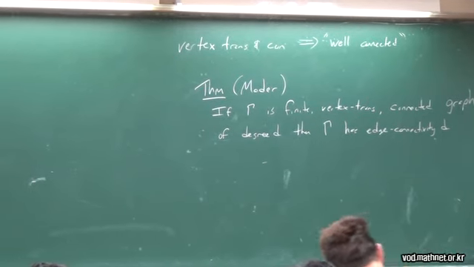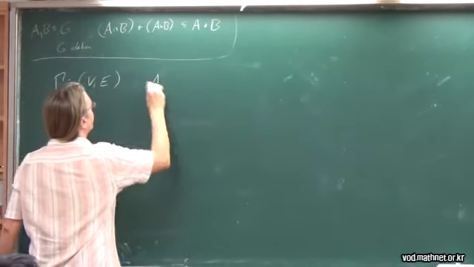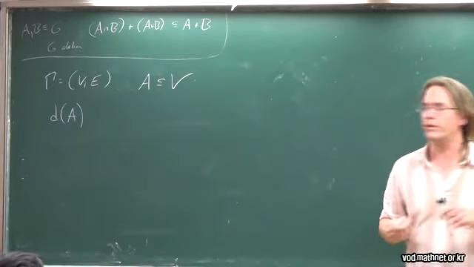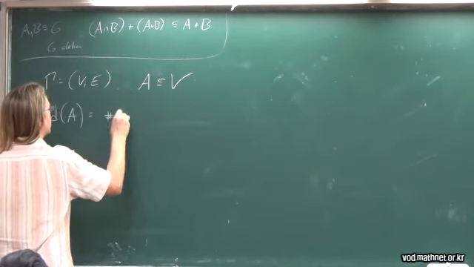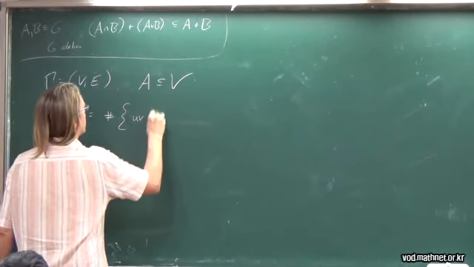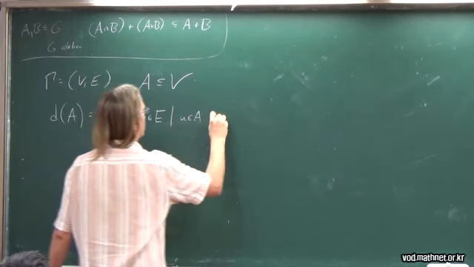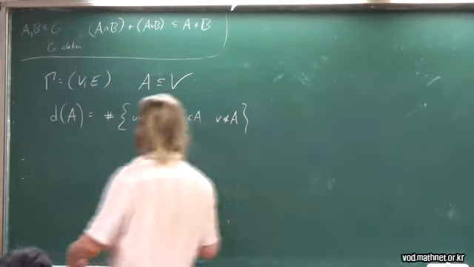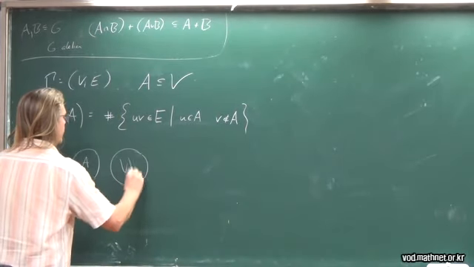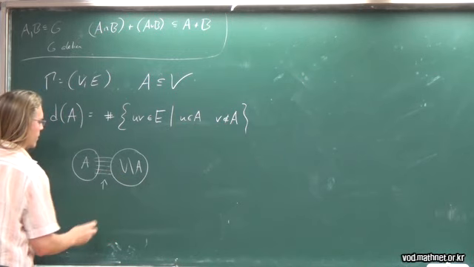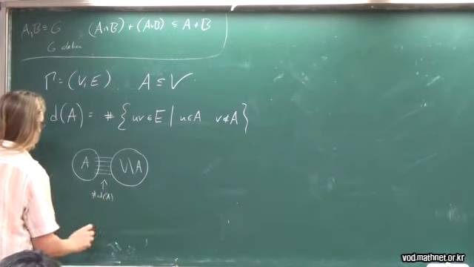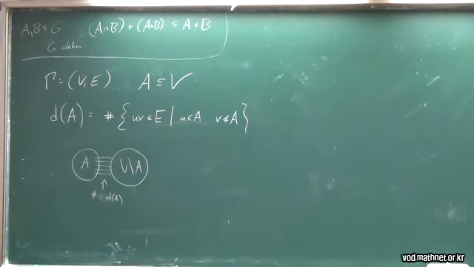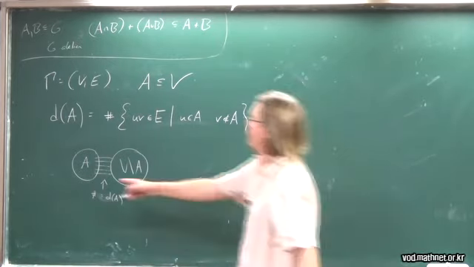So if I give you a graph and a subset of vertices, I'm going to let D of A denote the number of edges that have one end in A and the other end in the complement of A. So it's the number of edges that have exactly one end, right? So if here's my set A, here's the complement of A. You've got some number of edges here. The number of those is D of A. That's the size of the edge cut. So you'll note that D of A is the same as D of the complement of A.